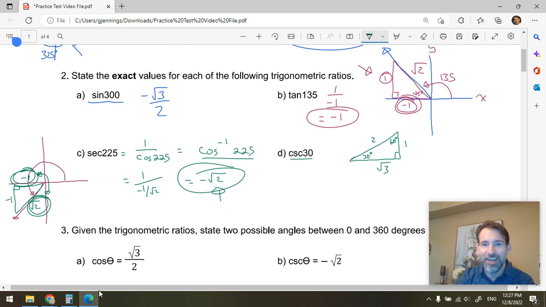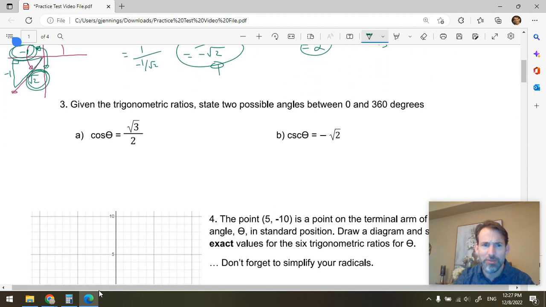So anyway, cosecant is 1 over sine. Sine is opposite over hypotenuse, so this will be flipped. This is just equal to 2. 2 over 1 is 2. Okay, so that's it. All right, let's actually do the third question in this video as well.